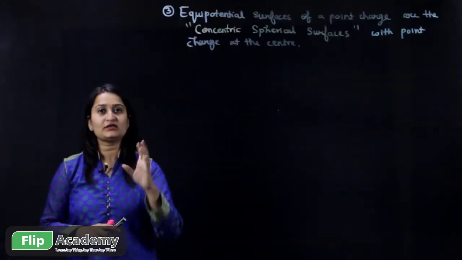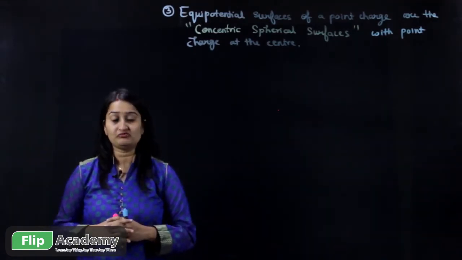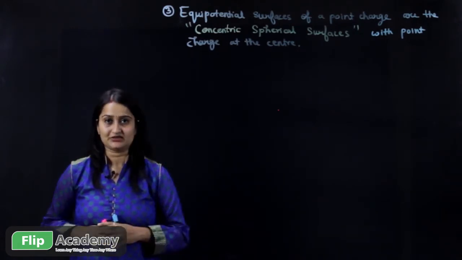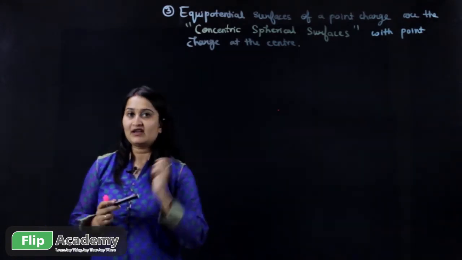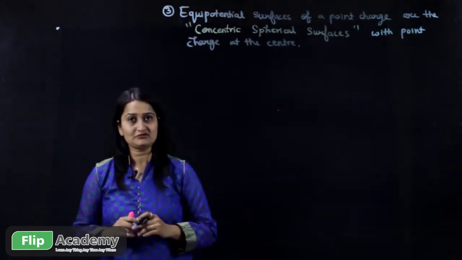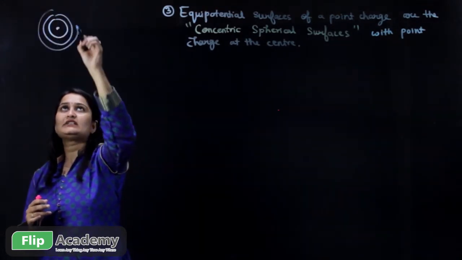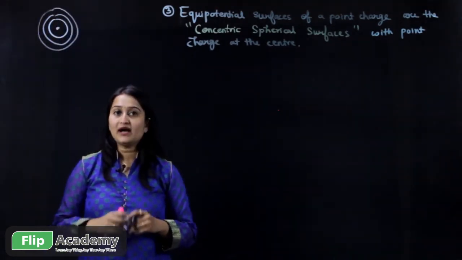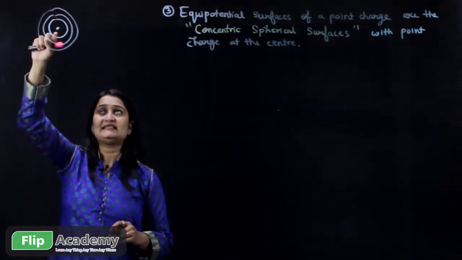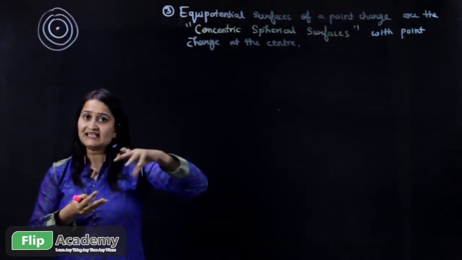Now moving on to the third property, that is, the equipotential surfaces of a point charge placed at the center are concentric spherical surfaces. This we have already discussed: when the point charge is placed at the center, the equipotential surfaces are concentric spherical surfaces. Concentric means one inside another. So in this condition, you can see that when the point charge is placed at the center, around the point charge there are spheres, and these are placed one inside the other.